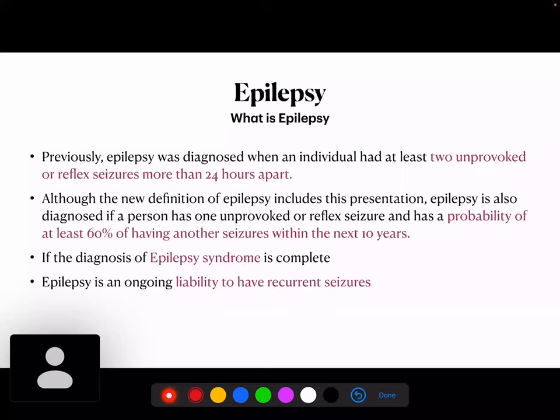So when will we diagnose a patient epilepsy? Again, you need to take a screenshot of this very slide. So previously, epilepsy was only diagnosed when an individual had two unprovoked seizures or reflex seizures more than 24 hours apart. Let's just keep reflex seizures in the background. Let's just see two unprovoked seizures. That is, not two seizures in a day, not 100 seizures in a day, must be a 24-hour gap between two seizures. And it is unprovoked, not due to any particular cause. This patient is epilepsy. Now, the definition has included that this is also included.